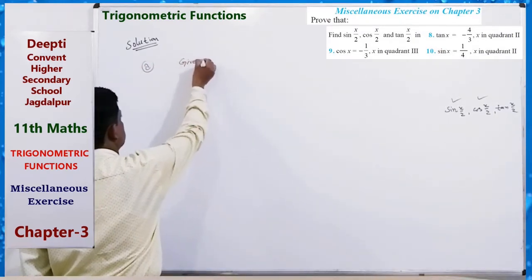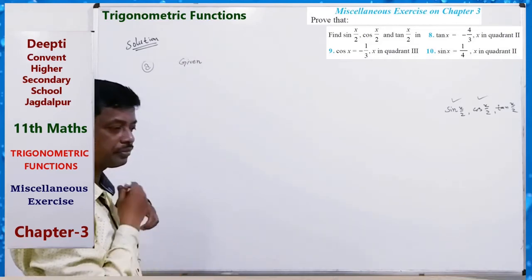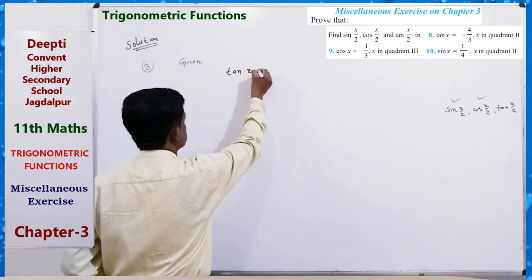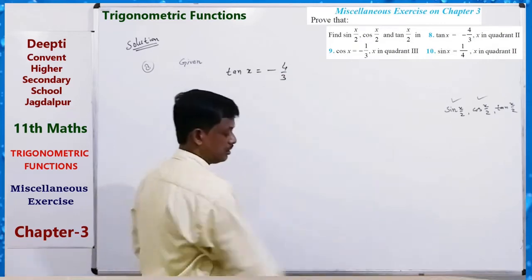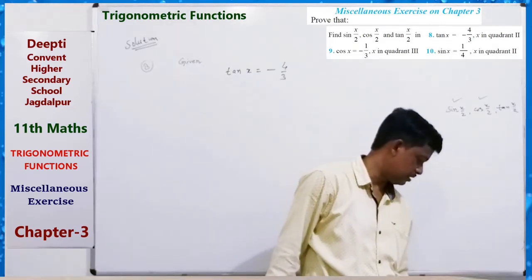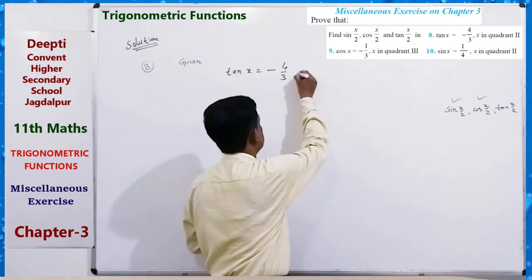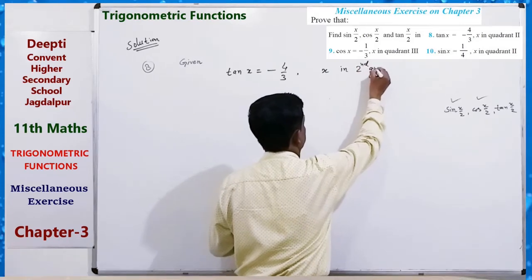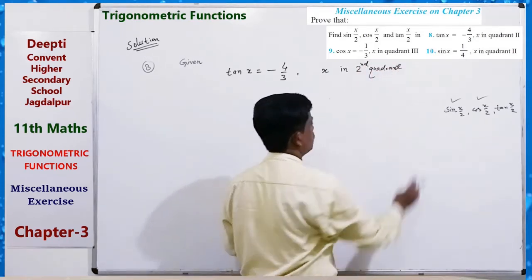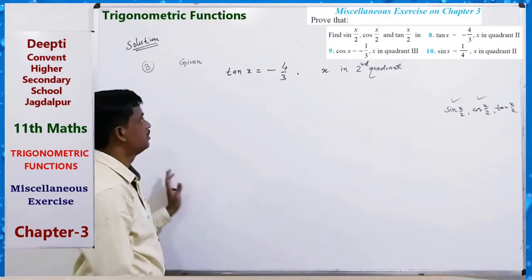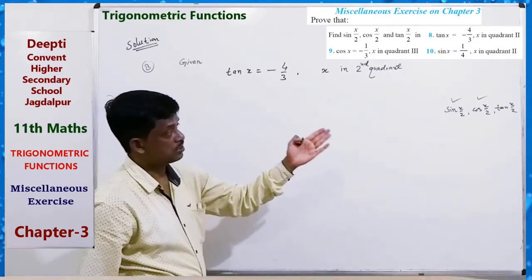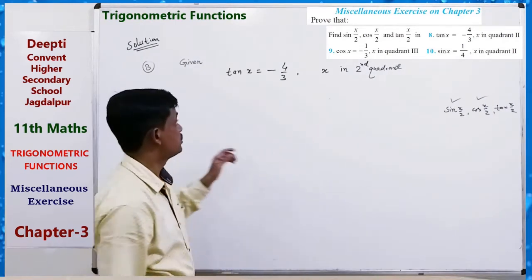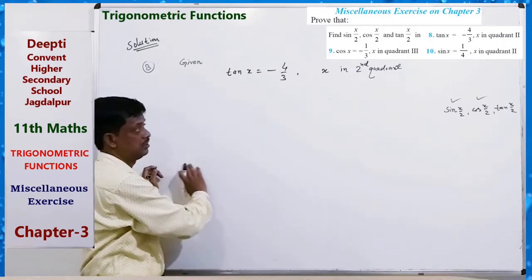What is given? Given tan x equals minus 4 by 3. Okay, tan x equals minus 4 by 3, x in the second quadrant. And we have to find these values. Clear? So, sin x by 2, cos x by 2. For that, we require sin x or cos x.